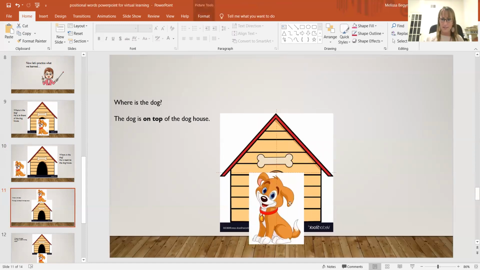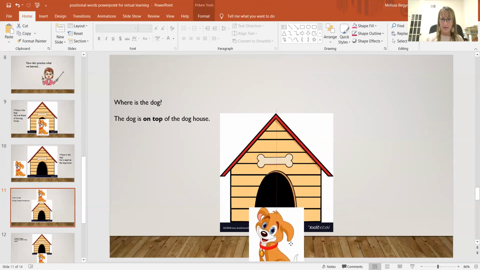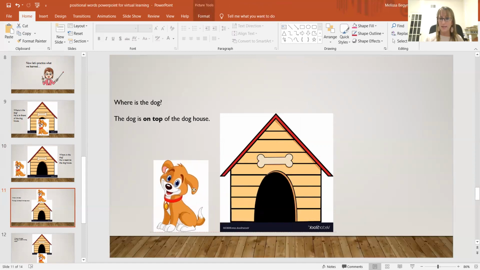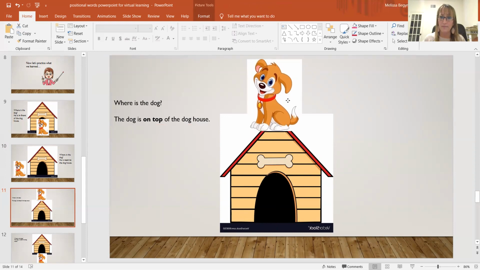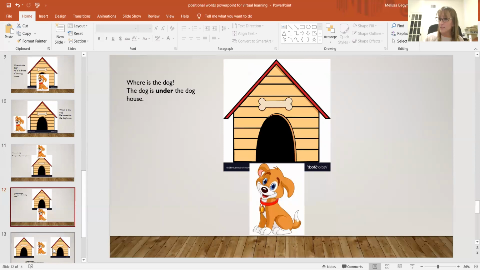He is not in front of it. He's not below it. He's not next to it. But when he's here, the dog is definitely on top of the doghouse. Very good. Let me fix him. There we go. Okay. And here's another example. Where is the dog? This one's simple. Here is the doghouse and here is the dog.